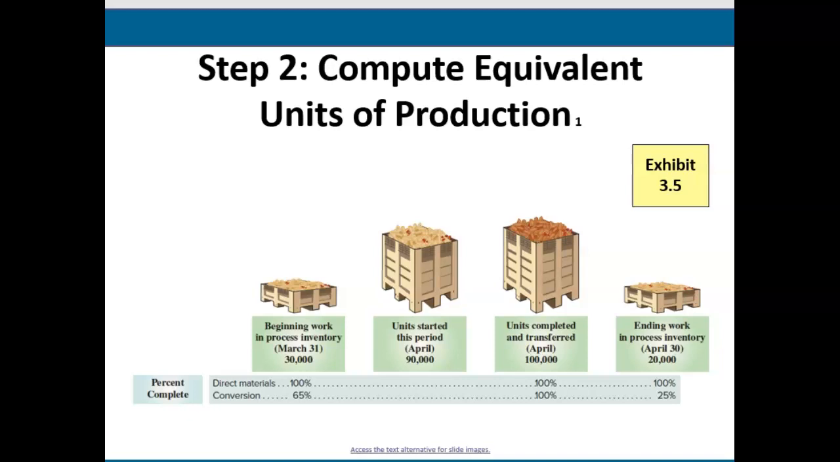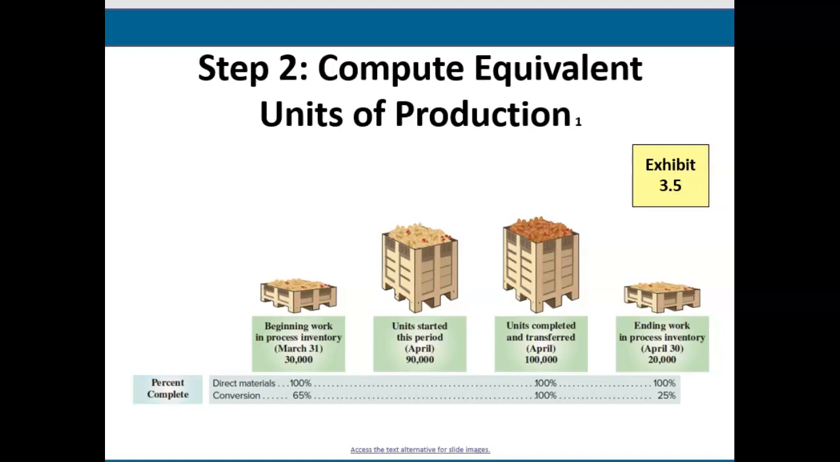Next, with step 2, we have to be able to compute the equivalent units of production. So the formula, equivalent units of production, EUP, is the number of whole units that could have been started and completed given the cost incurred in the period. The reason we want to use equivalent units of production is that some units are not finished at the end of the period, but they still need to be assigned costs.